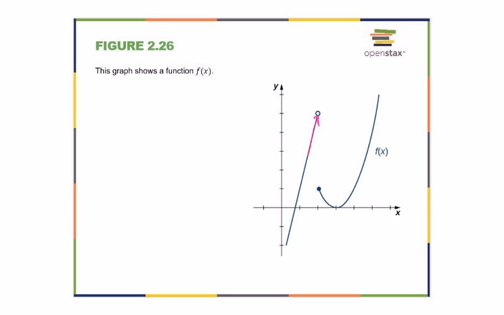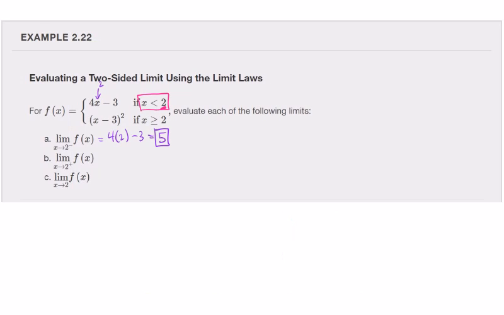So now we're going to do it from the other side. So now we're going to say, okay, what if we approach 2 from the right? Then we would use this one here, right? Where x is greater than or equal to 2, because those are all the numbers that are on the right. So for those numbers, we use this function.